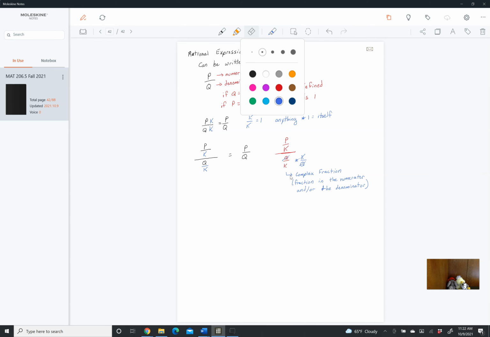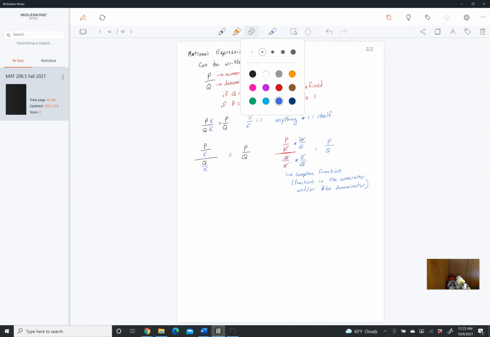So the Q's cancel, the K's cancel, but what we do on bottom, we have to do on top so that we don't change the expression, right? If we multiply the fraction by 1, we already know from here we get the same expression. So we would have to do that over here as well. And then once again, the K's cancel, and what are we left with? P over Q. When we have fractions that we're multiplying, we multiply straight across. Remember that from the exponents unit when we were simplifying exponential expressions.